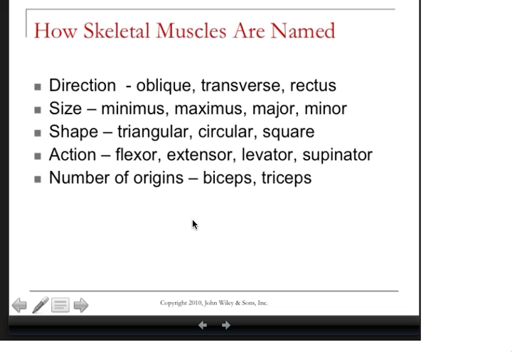Okay, they can be named by number of origins. The biceps has 2 origins. Okay, the triceps has 3 origins. Remember, the origin is that part of the muscle that attaches to the immovable part of the joint.